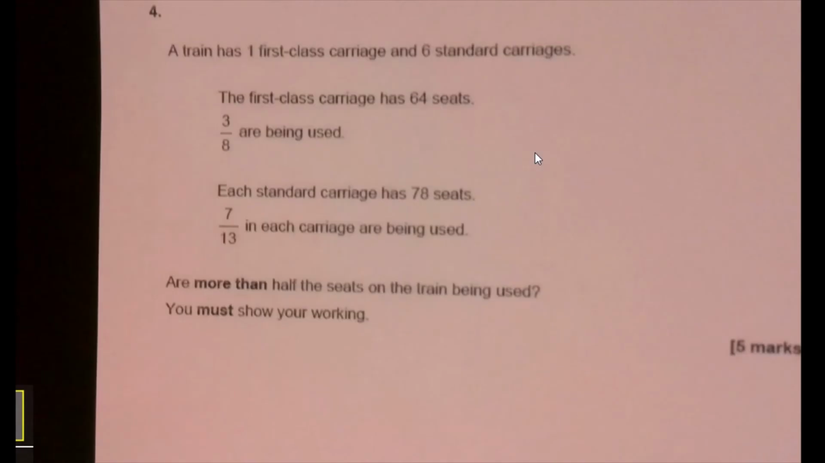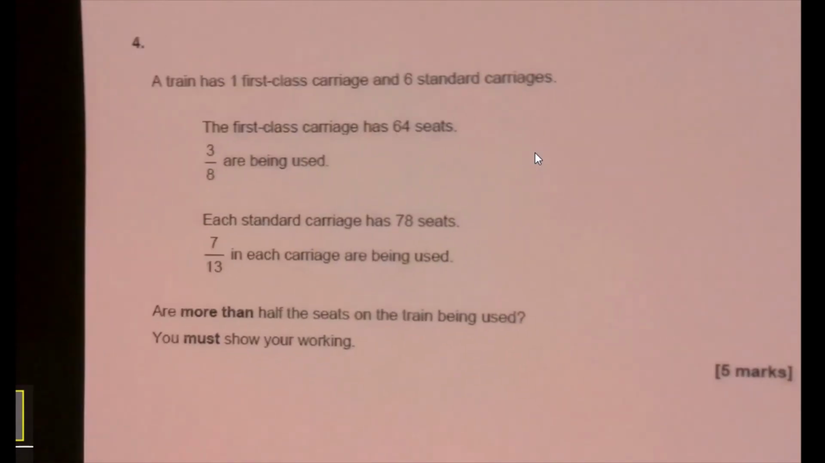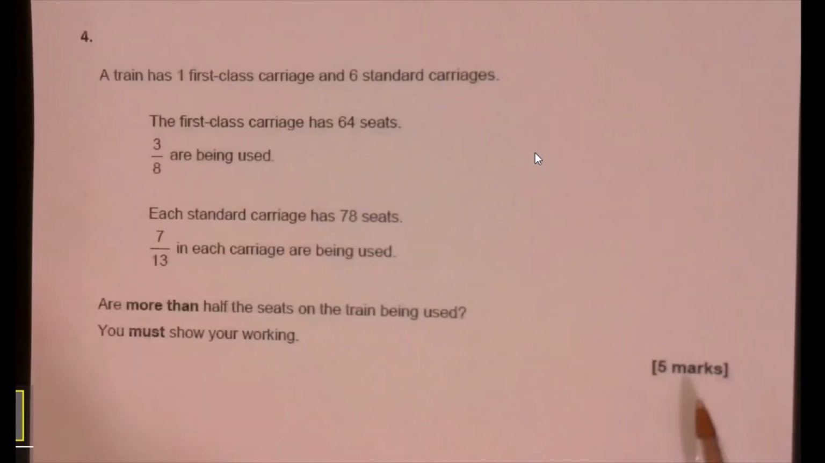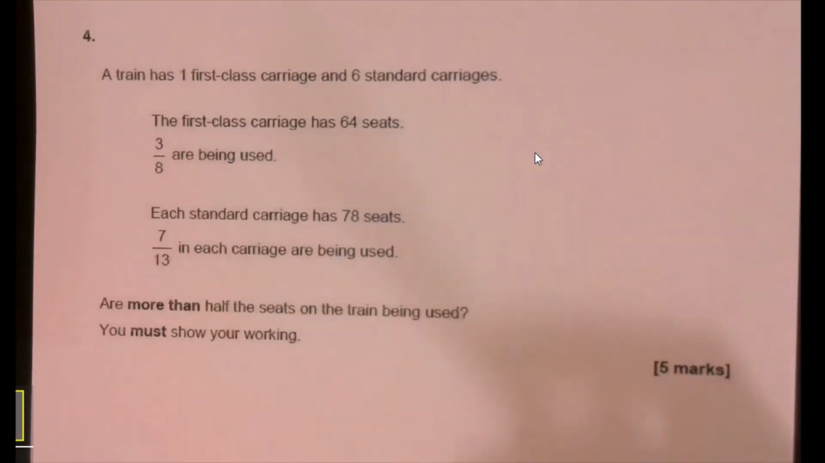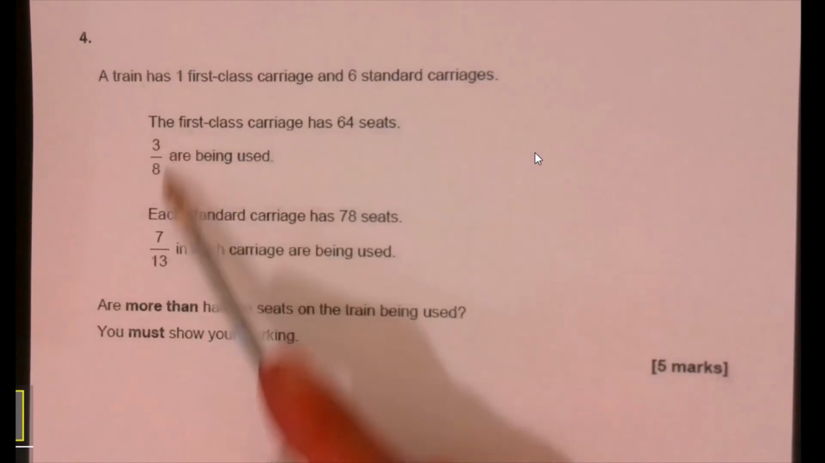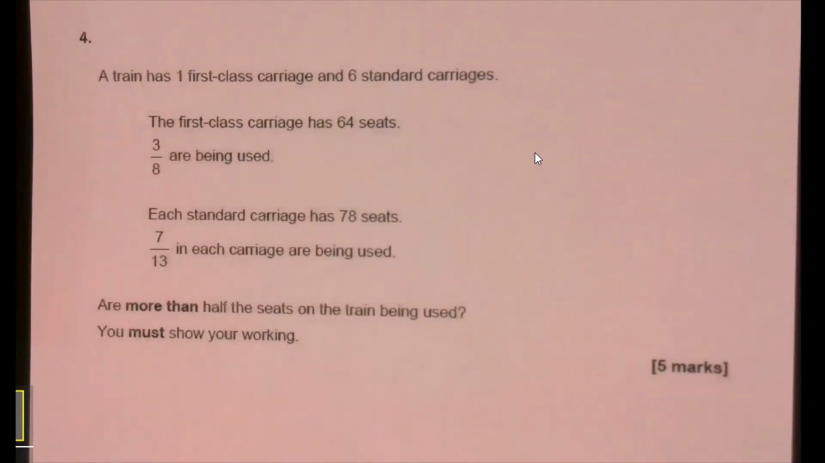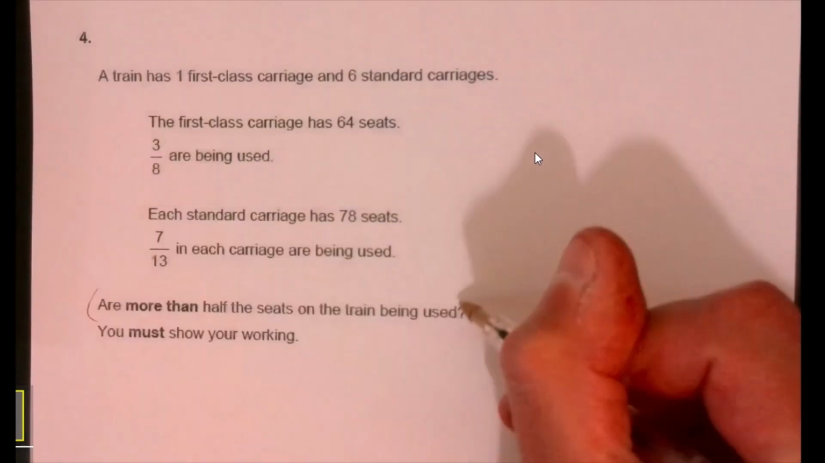And then the last question. Again, I chose this question because it's 5 marks, and a lot of people would look at this and think, this isn't my question, because it's asking you to work out some horrible fraction stuff. It says, are more than half the seats on the train being used? Basically this is saying how many of the seats are being used. So that's what that really says.